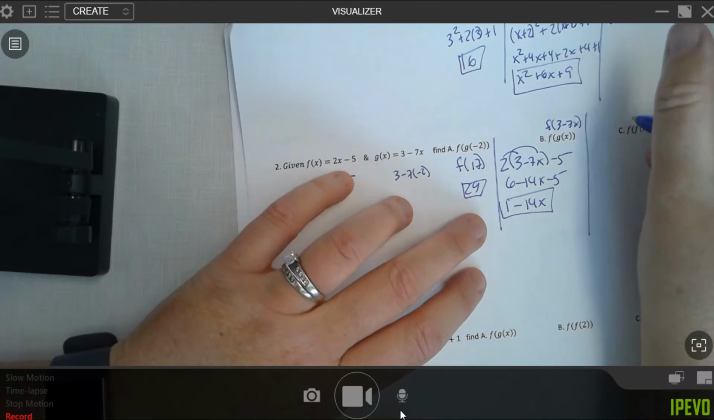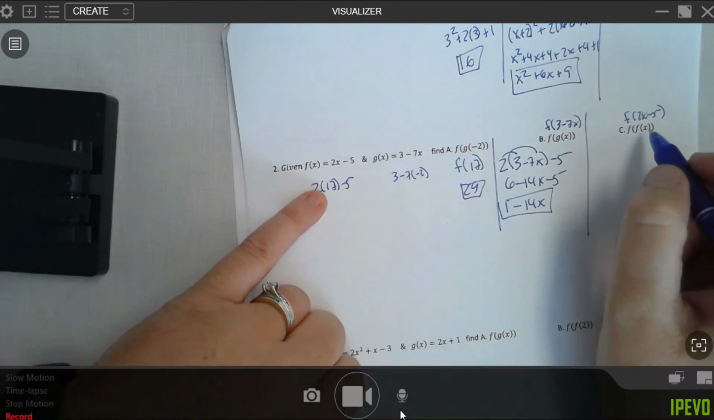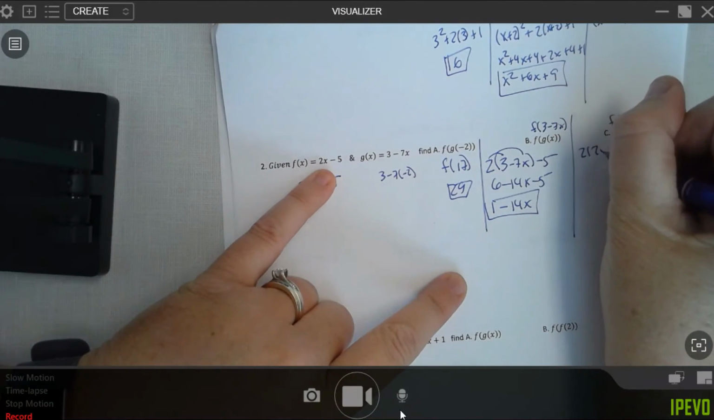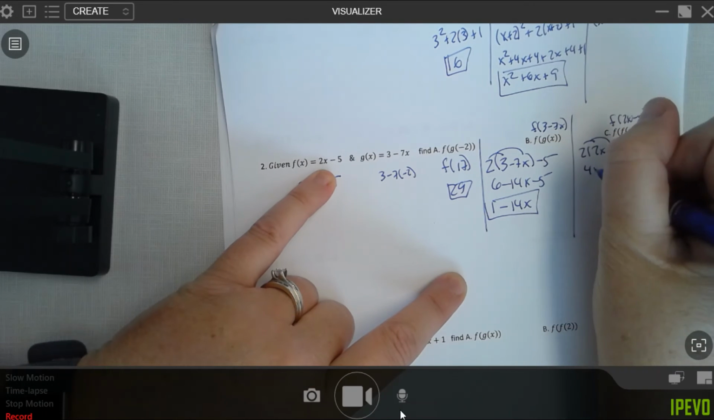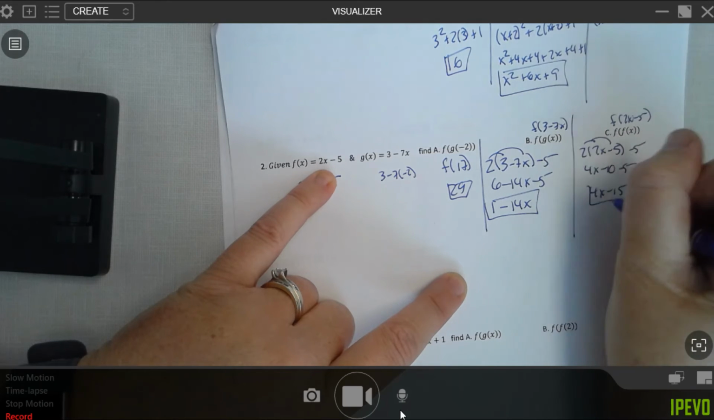So now f of f of x, so f of 2x minus 5. So 2x minus 5, I'm going to put in for the x spot here. So it's 2, and then 2x minus 5 minus another 5. Multiply in your 2. So we get 4x minus 15.